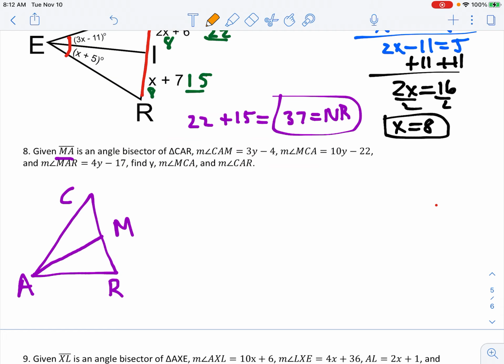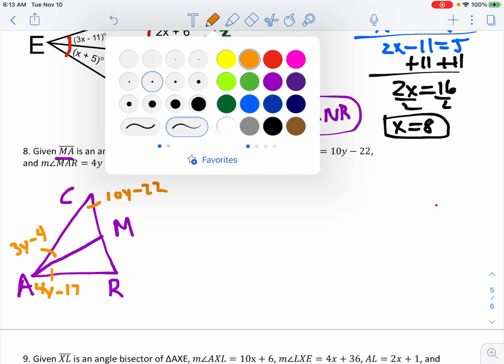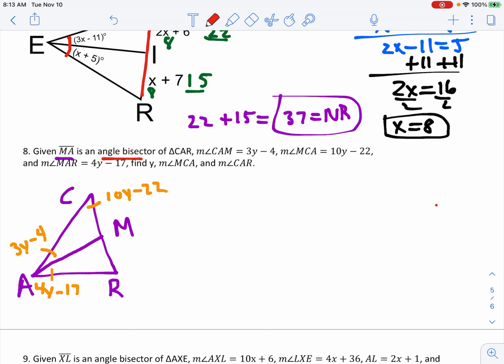CAM, if I trace those 3 letters, I'm talking about this angle right in here, is 3y minus 4. If I trace MCA, you'll notice it's this angle right here. That's 10y minus 22. If I trace MAR, you'll notice it's this angle right here, which, if we label it, will be 4y minus 17. All right, you'll notice we have 3 angles in this picture, but only 2 become equal with the word angle bisector. Angle bisector splits these 2 into equal parts.